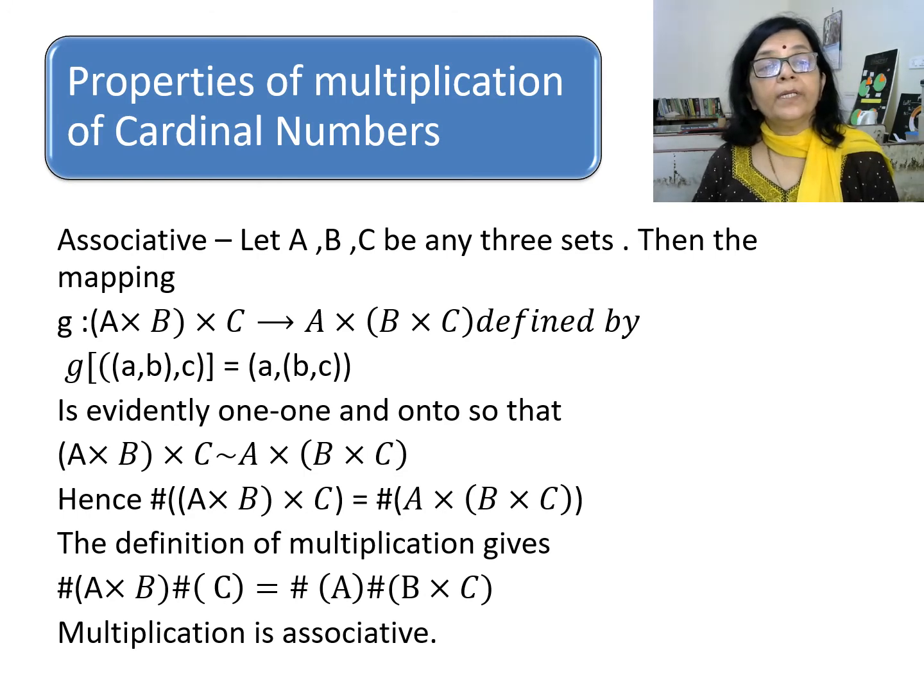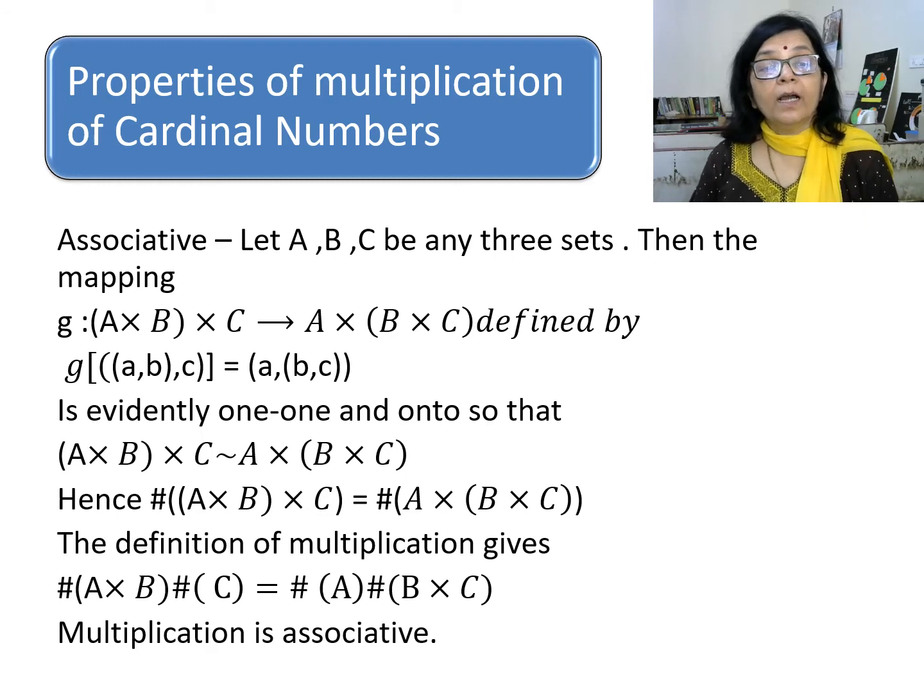Then the second property is associative. Let A, B, C be any three sets. Then the mapping g from (A cross B) cross C to A cross (B cross C) defined by g((a, b), c) is equal to (a, (b, c)) is evidently one-one and onto, so that (A cross B) cross C is equivalent to A cross (B cross C).